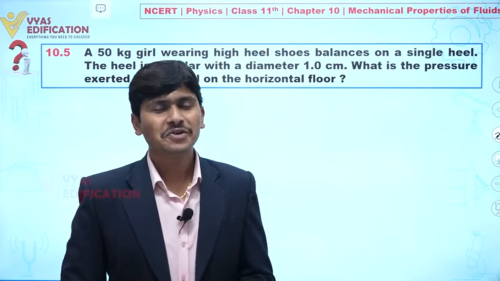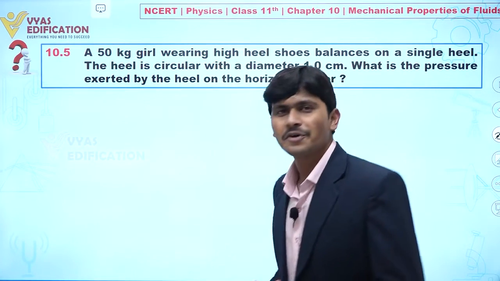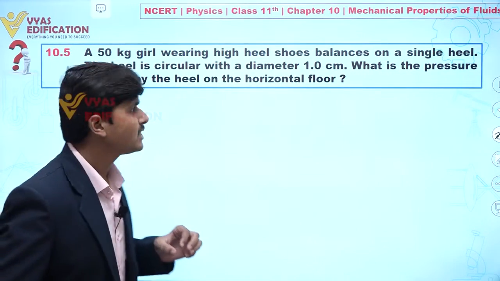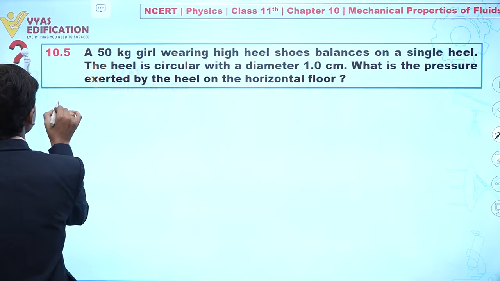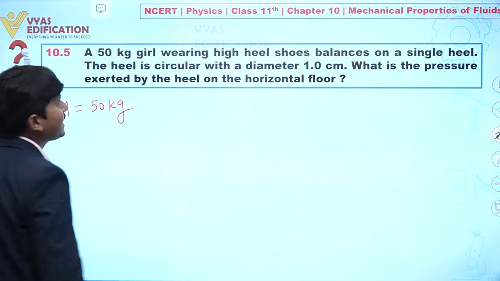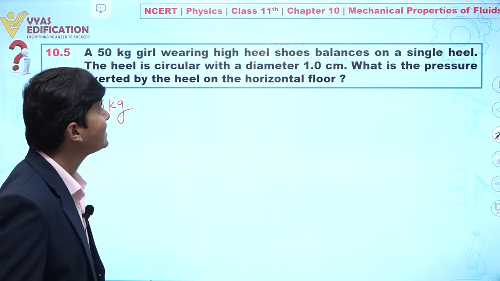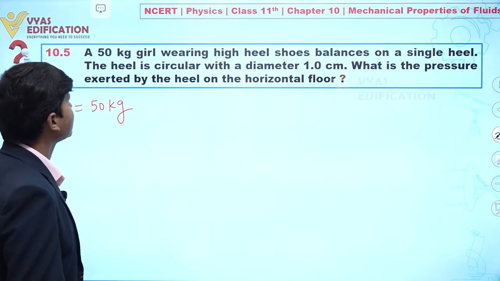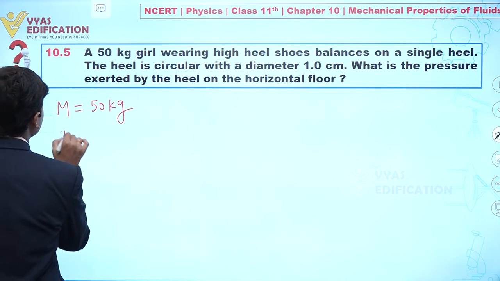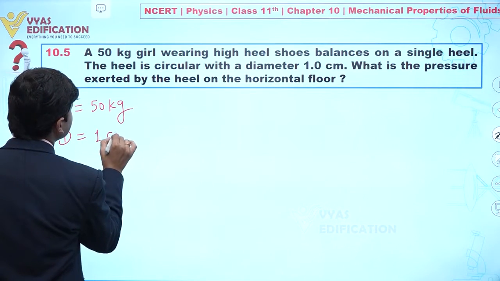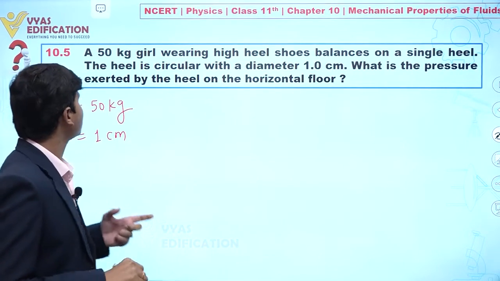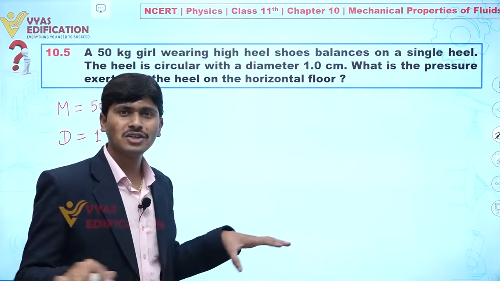So dear student, we are going to discuss question number 10.5, and in this question it is given to you a 50 kg girl, clear? So mass of the girl is 50 kilogram. A 50 kg girl wearing high heel shoes balances on a single heel. The heel is circular with a diameter of 1 centimeter. So the diameter of the circular heel is given as 1 centimeter. Now we have to calculate the pressure exerted by the heel on the horizontal floor.